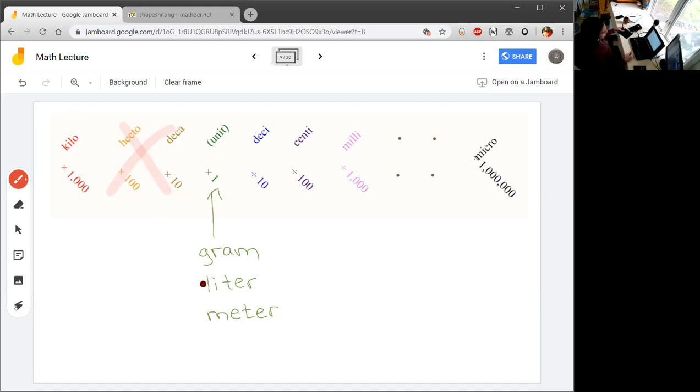Going smaller, 1/10 of a liter is a deciliter. 100th of a liter would be a centiliter. 1,000th of a liter is a milliliter. Then the next two, for some reason, don't have names. The 10,000th and 100,000th don't. And then a microliter would be a millionth of a liter. As before, deci in the US, we're not going to worry about. We just need to know it exists.